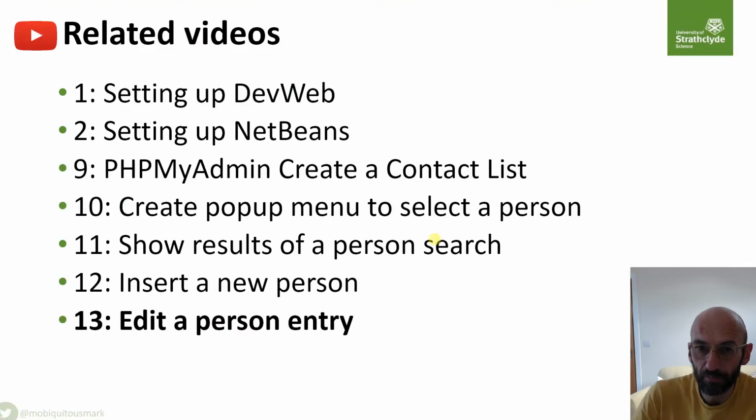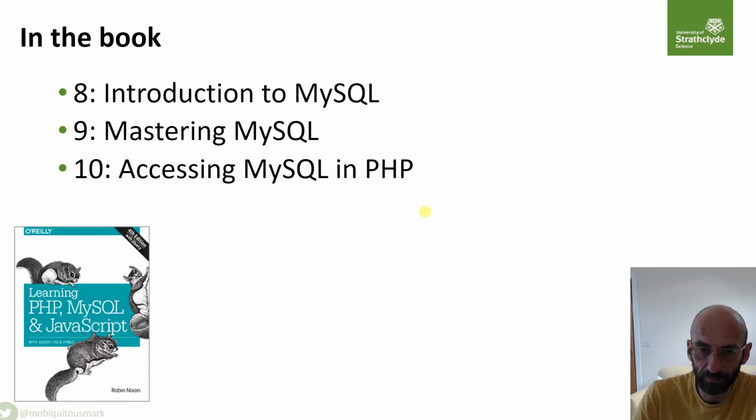In these previous videos, we have created a database of a contact list. We've created a pop-up menu to select from it. We've shown the results of a person search. We've inserted a person. In this video, what I'm going to look at is updating a person. So getting their records out of the database into a form, editing it in the form, and then sending it back into the database. In the book, we're looking at these chapters.